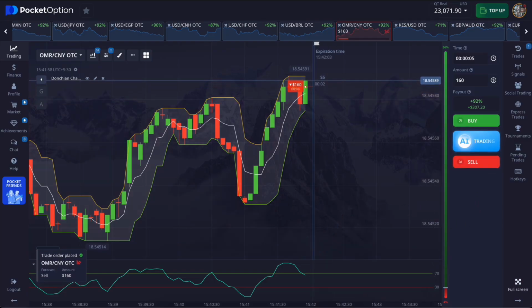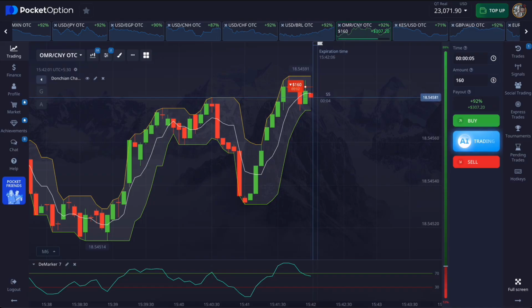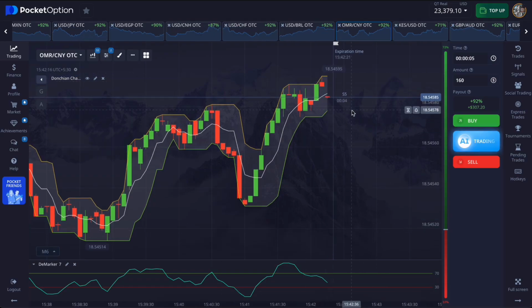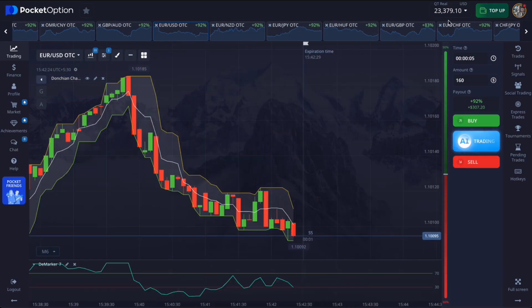So after making the cross I immediately placed the entry. And our entry here won. I just placed the entry on the symbol chart, where I think the entry here has a higher chance of winning.